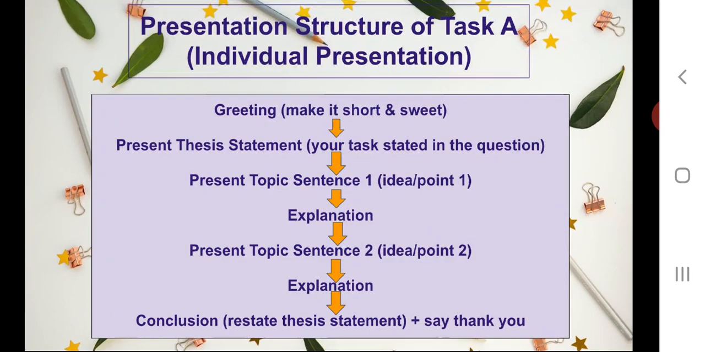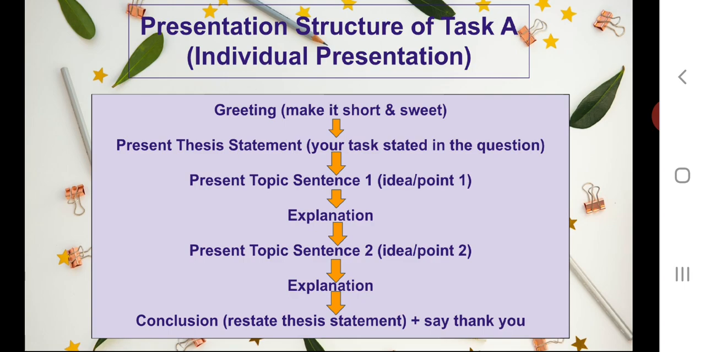In this tutorial, I'll guide you on how you could generate ideas so that you could optimize the 2 minutes of the preparation time given to you. Okay? But before we look at the tips on how to generate ideas, let's look at the presentation structure of task A. I'll share the tips for task A first. For task B, there'll be another tutorial on that which I'll share later.